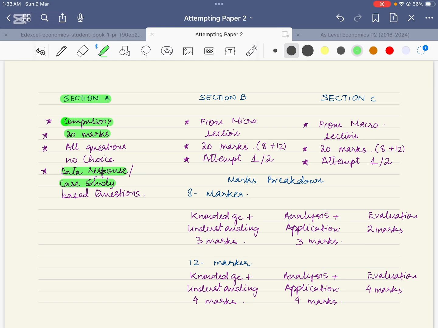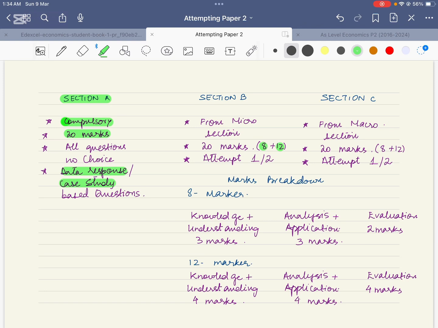The mark breakdown for the questions that you have to attempt is one part 8 marks, one part 12 marks. Let's have a look at how we attempt an 8 marker. In this video I'm only going to cover how you attempt an 8 marker, and in the next video I will cover how you attempt a 12 marker.